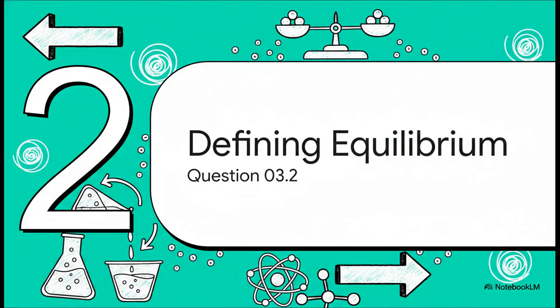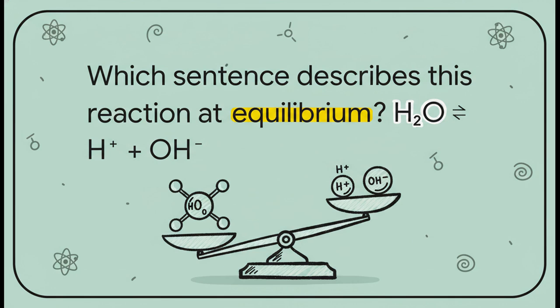Now, this one gets into a really important concept in chemistry, equilibrium. You see this everywhere. So we're given this equation for water splitting into its ions, and the question wants to know what's actually going on when this reaction hits equilibrium. The biggest clue is right there in the middle, that double arrow. Whenever you see that, you should be thinking reversible reaction.